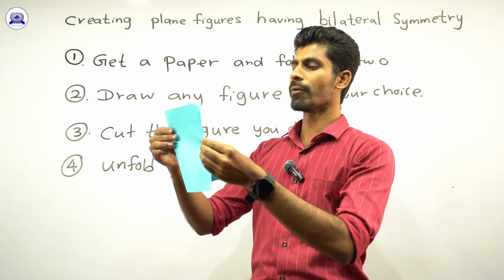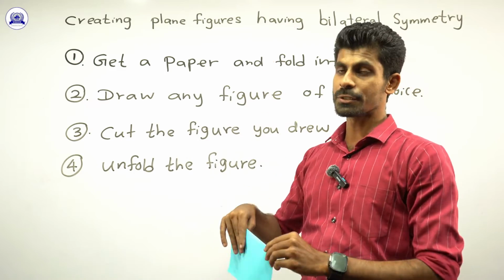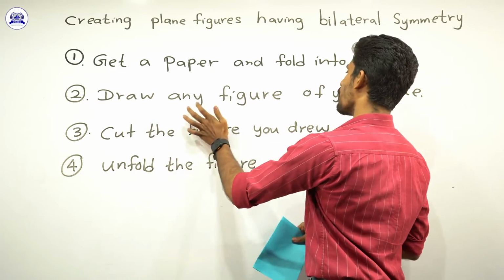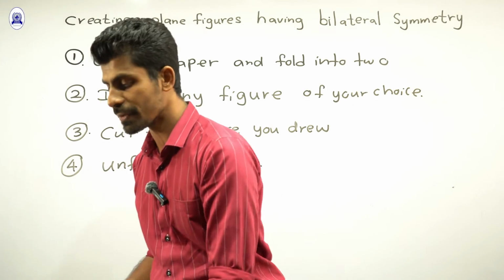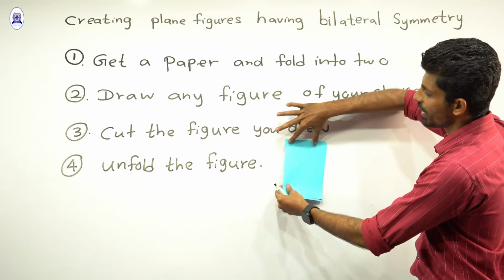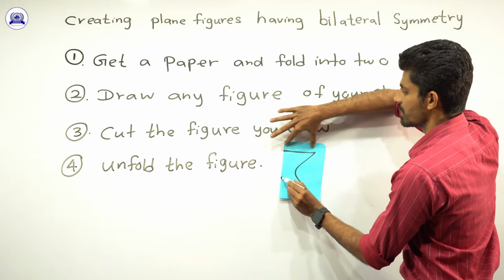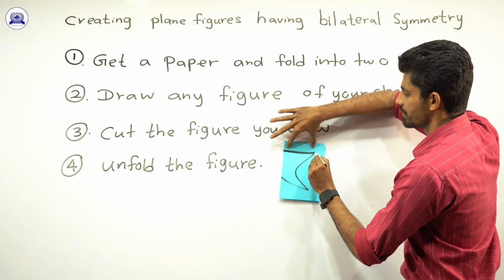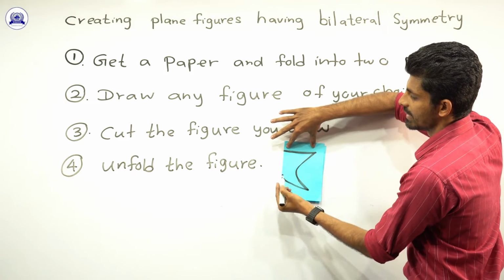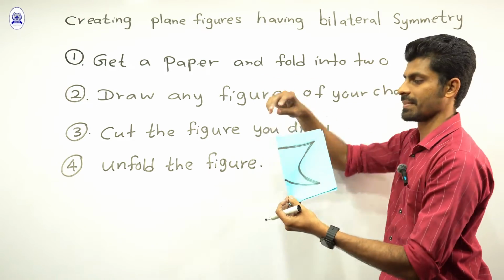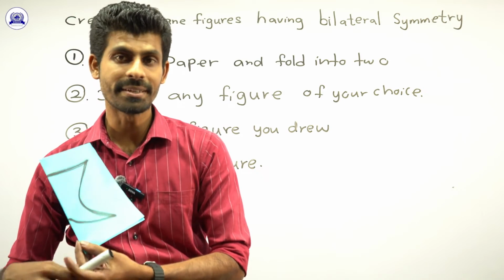Then you can equally fold it into 2 parts. Get a paper and fold into two. Second step, draw any figure of your choice. That means you need to draw any figure of your choice. I'm just going to draw any figure. I will draw like this, right? I just drew any figure, then you can draw any figure.